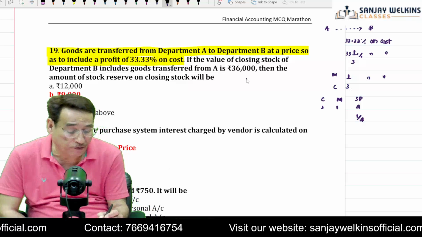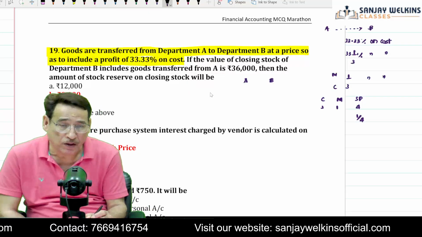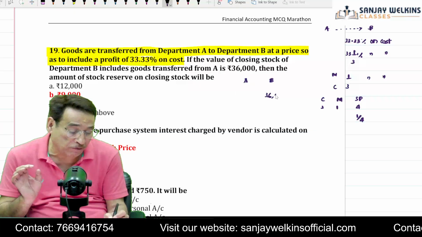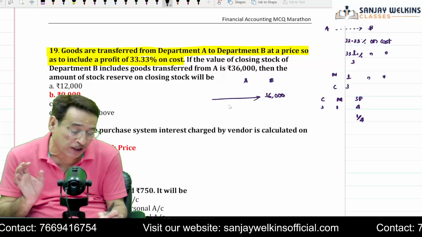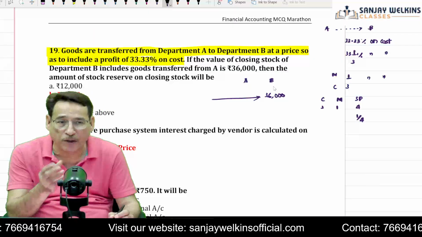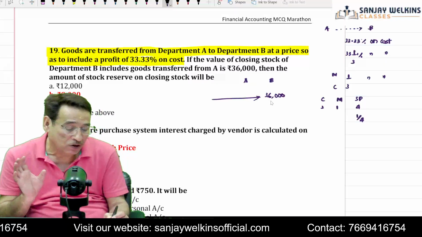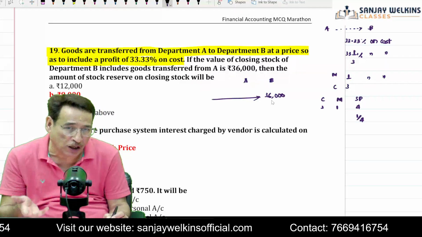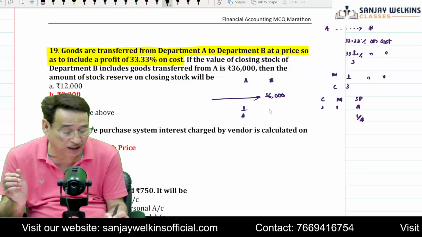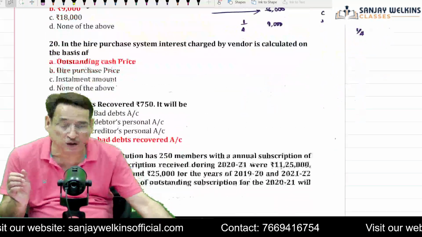Now further, the question says that at the end of the year, the closing stock of B includes 36,000 worth of goods which have been transferred by Department A. So what exactly is the stock reserve or unrealized profit in it? In order to compute the unrealized profit, you will apply this rate, and that will be equal to 9,000. So 9,000 will be your correct answer. Is it clear to you?